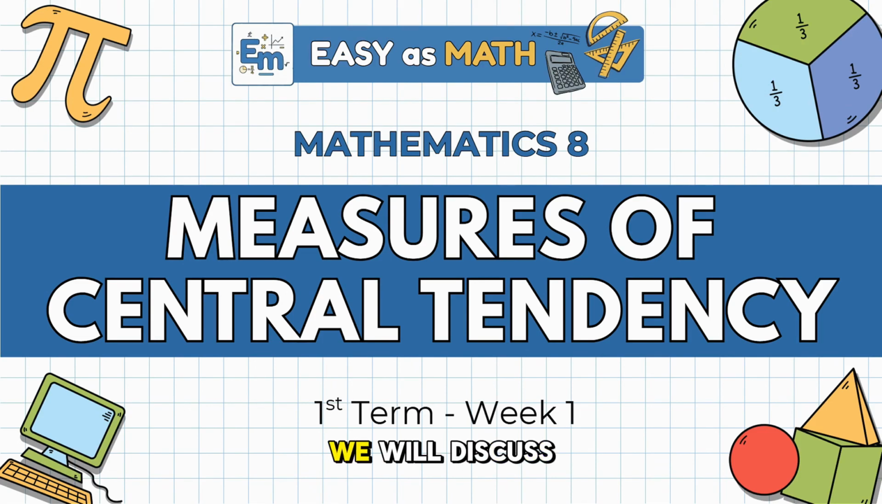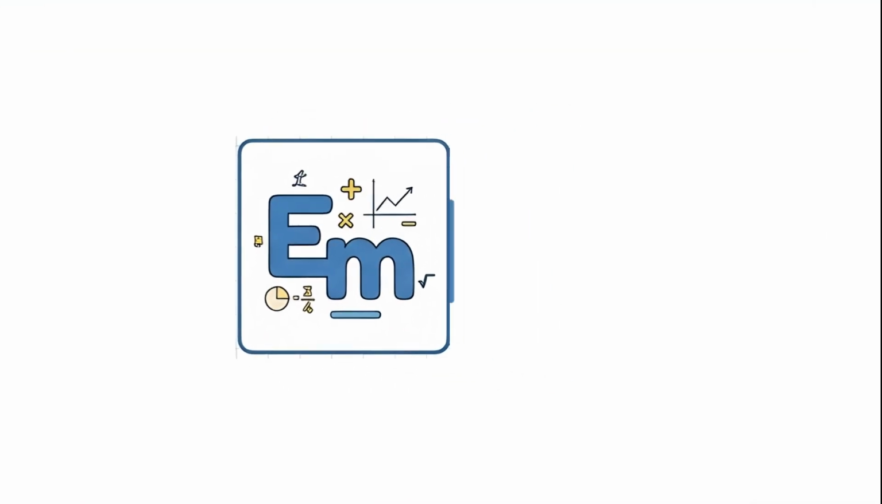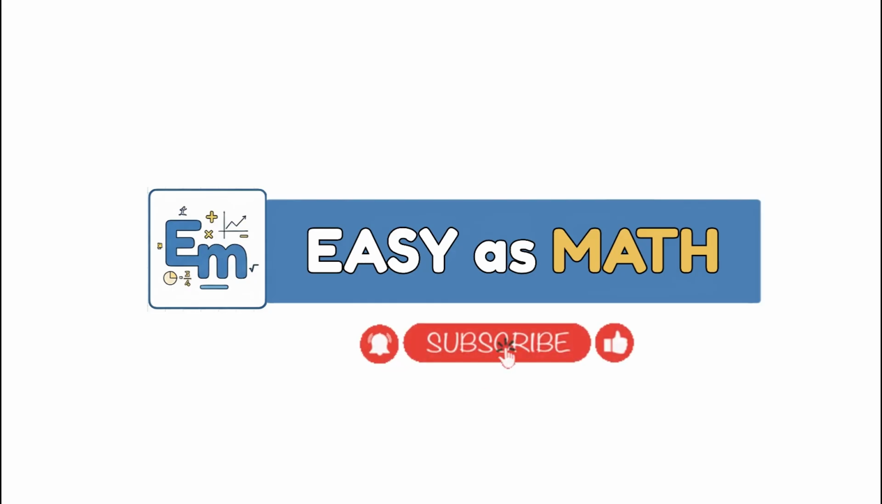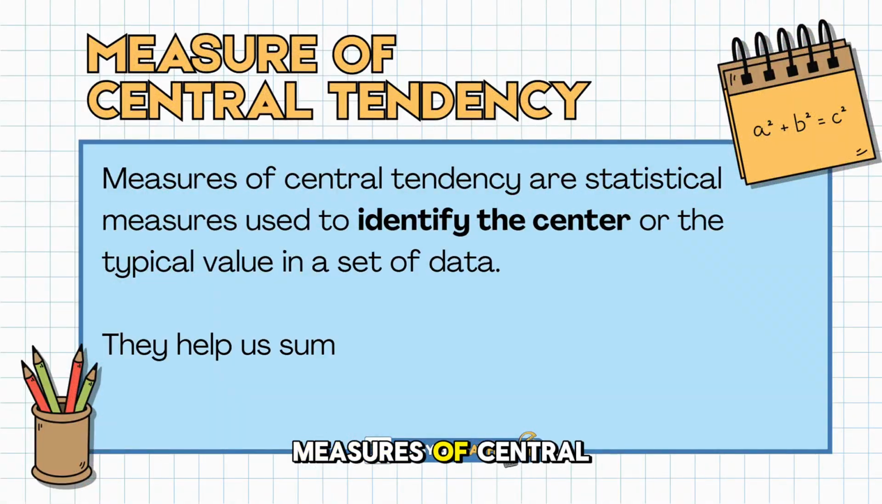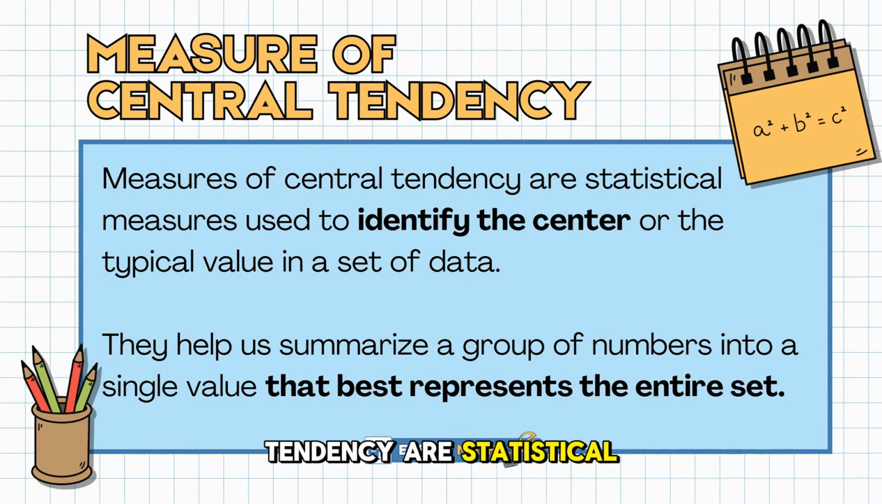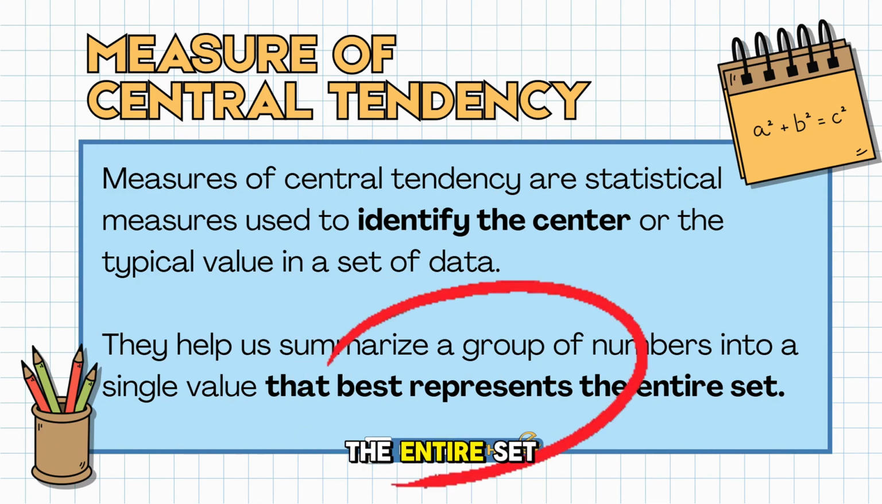In this lesson, we will discuss the measures of central tendency of ungrouped data. Specifically, we will learn the mean, median, and mode. Measures of central tendency are statistical measures used to identify the center or the typical value in a set of data. They help us summarize a group of numbers into a single value that best represents the entire set.